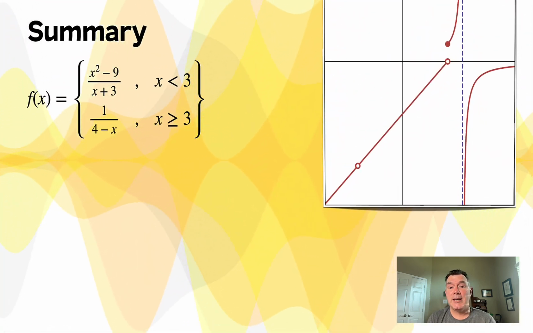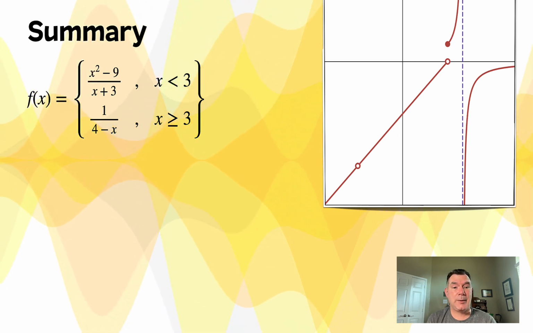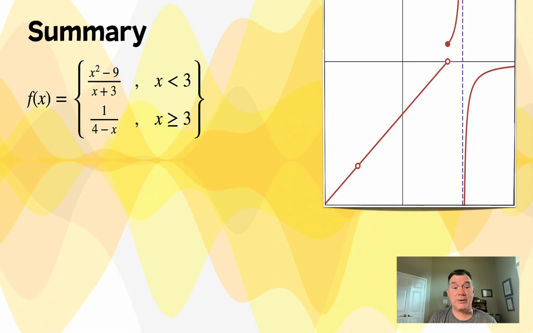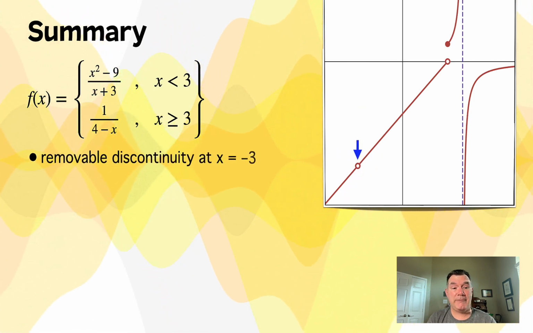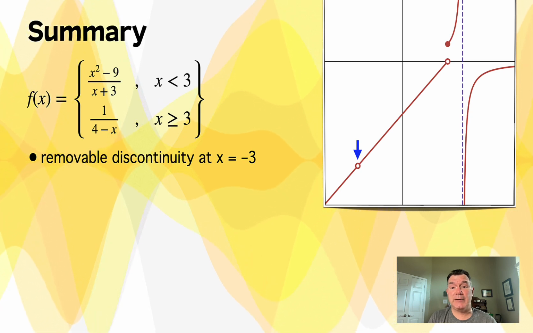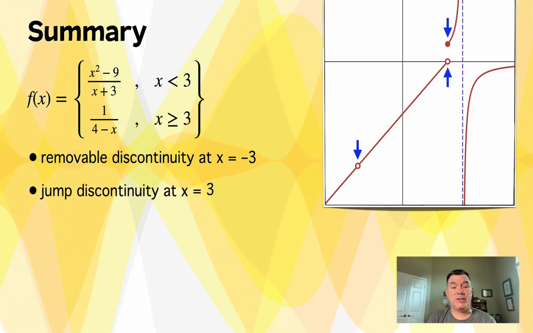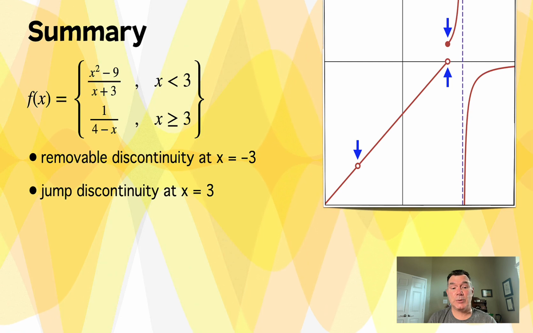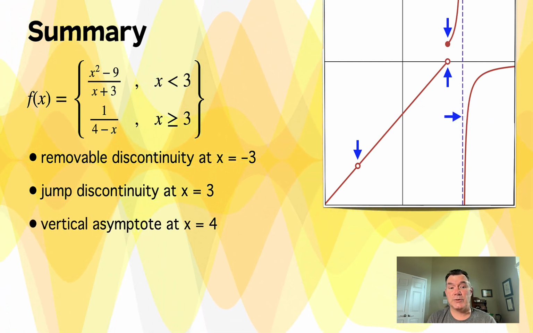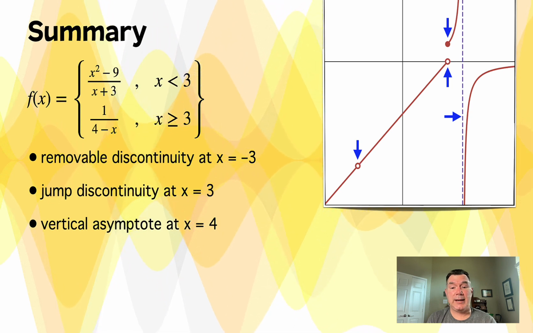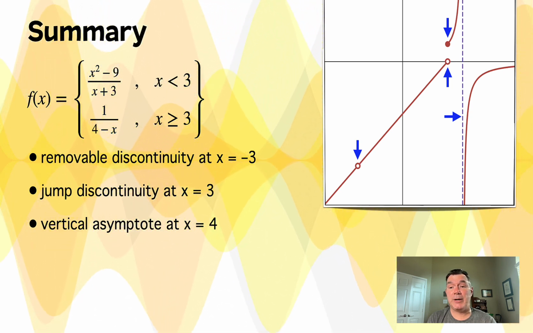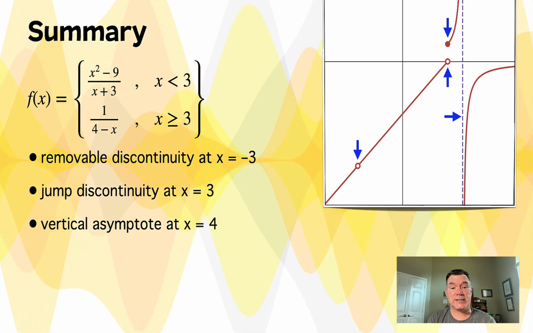So in summary, I've got all three on this piecewise function here that I'm calling f of x. It's defined on the left, it's graphed on the right. So let's see what we have. We have a removable discontinuity at x equals -3. We have a jump discontinuity at x equals +3. And we have a vertical asymptote at x equals 4. So the limit would exist at -3, but it would not exist at the other two x values there.